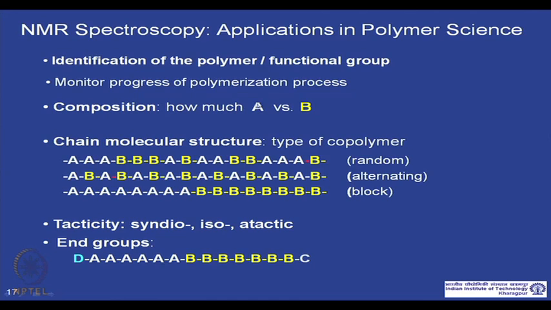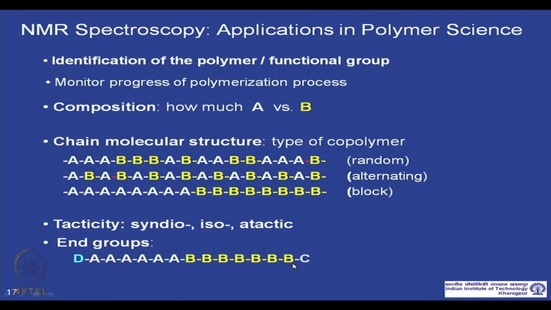Composition: if you are talking about, say, a copolymer between A and B, we will be able to find out using NMR how much A and how much B is in the final polymer. What is the type of chain structure, whether it is random, alternating, or block in nature, that also we will be able to find out using NMR spectra. For a polymer, we can get an idea about the tacticity, and also if we apply some chemical reaction, we can find out the end group and get information about the end group present in the polymer.